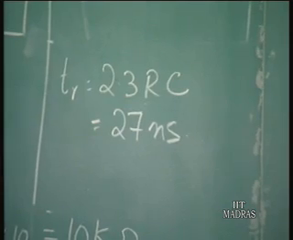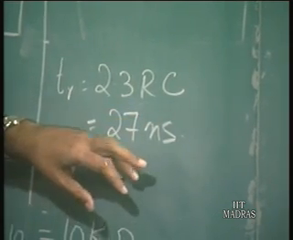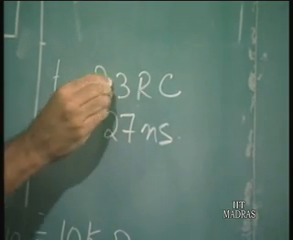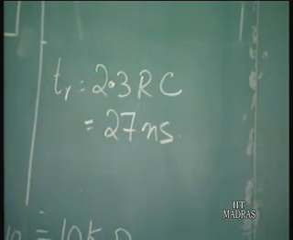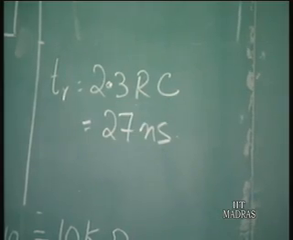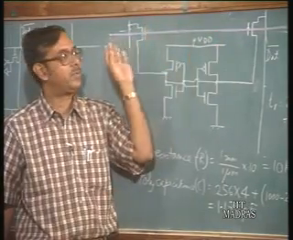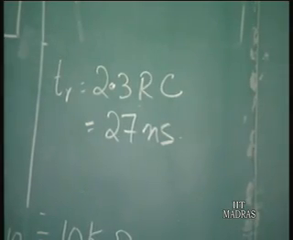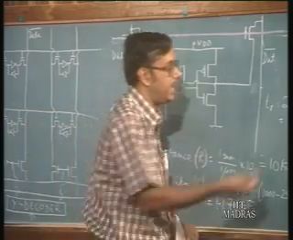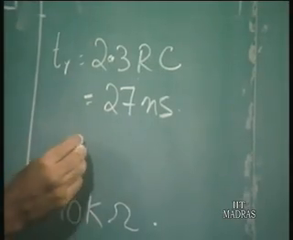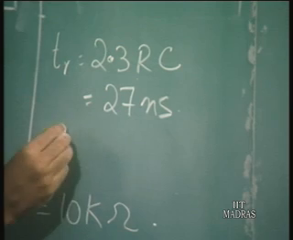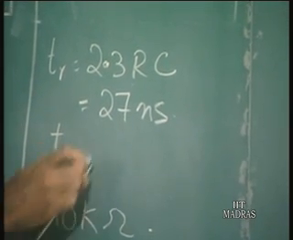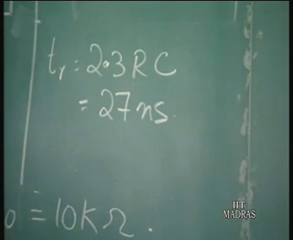Of course, this is a very large overestimate of the actual delay, because this considers R and C separately as lumped parameters, whereas this resistance and capacitance are distributed throughout the line. In actual practice they are distributed. So, if you use distributed parameters, the actual delay will be around 15 nanoseconds, which is much less than this 27 nanoseconds.